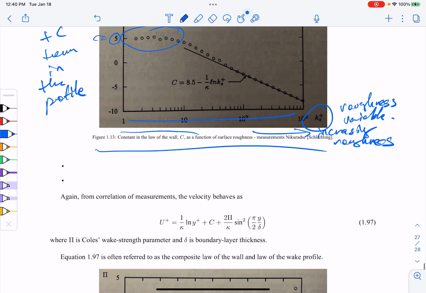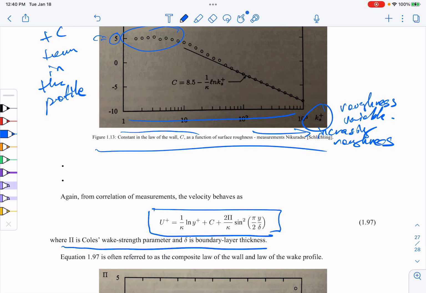Then you're going to see more empirical forms, and this is what we call a composite profile with Cole's wake strength parameter. So this is a modification of the typical log law. So let's look at this one, and you'll see this a lot. This equation, or part of the equation right here, this is the traditional log law equation. Okay, and C is this parameter here.